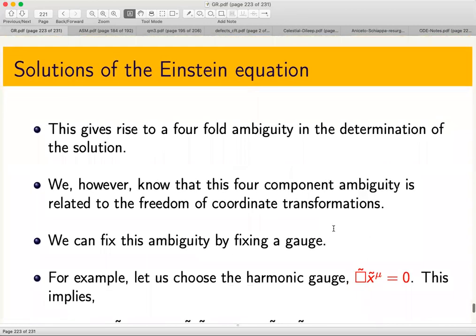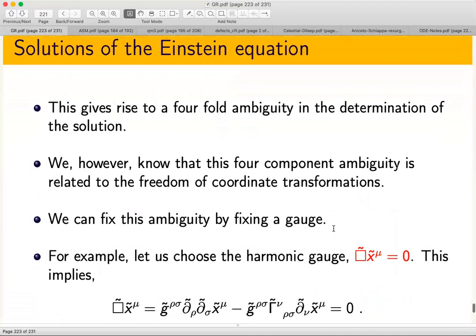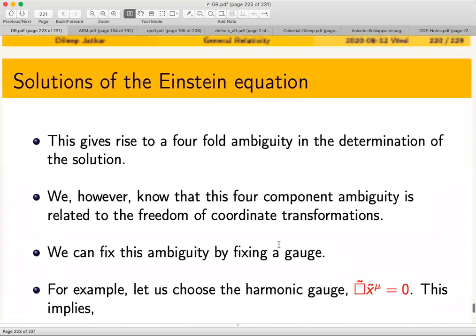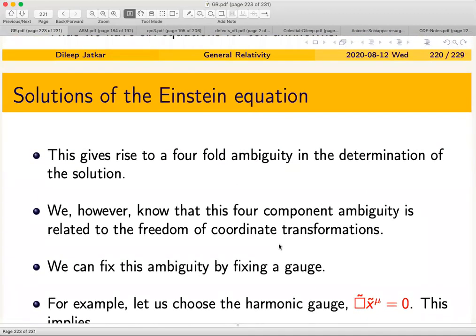So maybe I can stop at this point and we can do this gauge fixing next time. Is that okay?